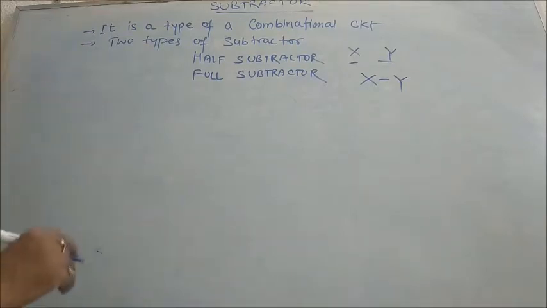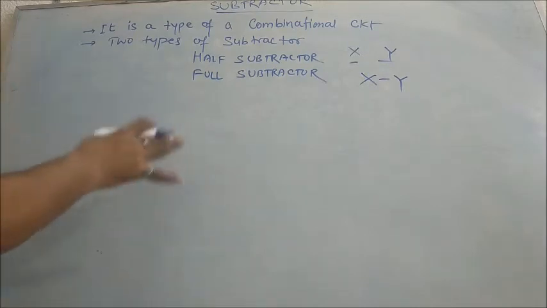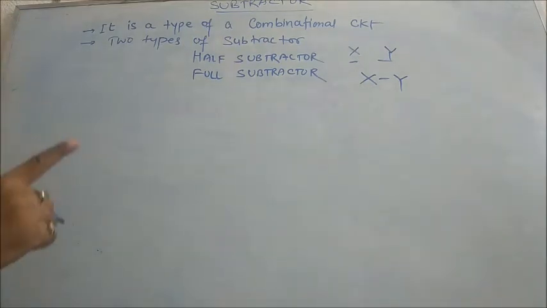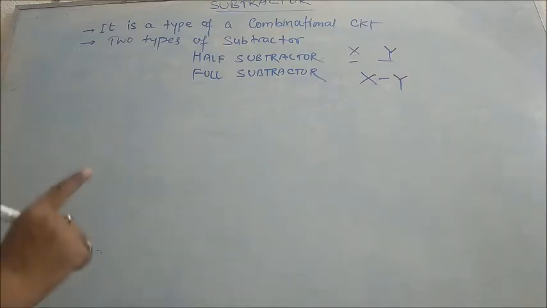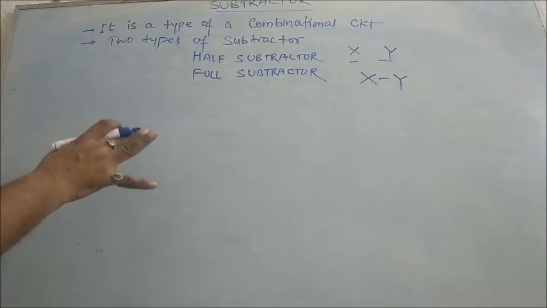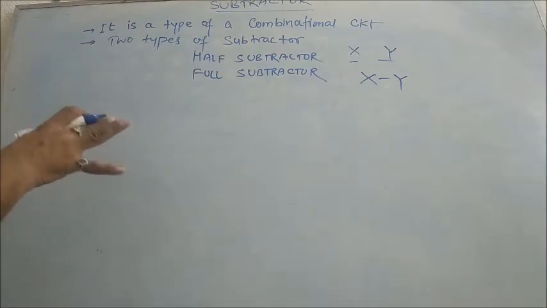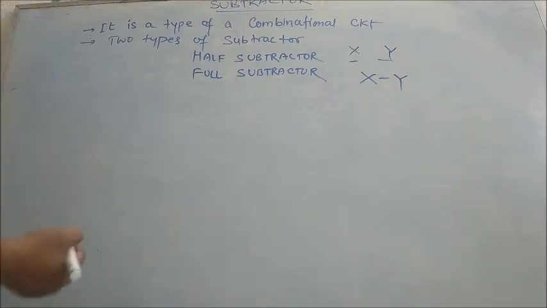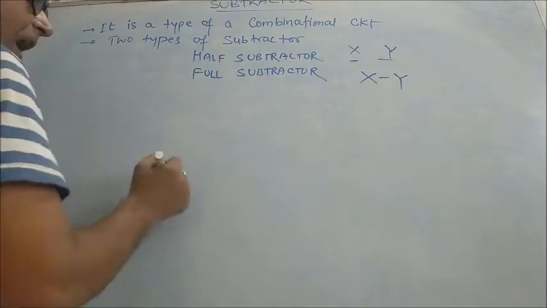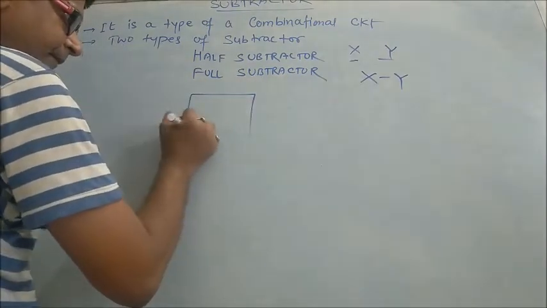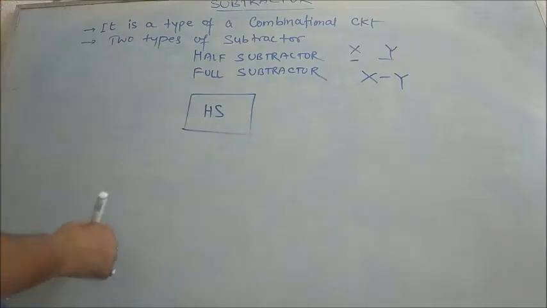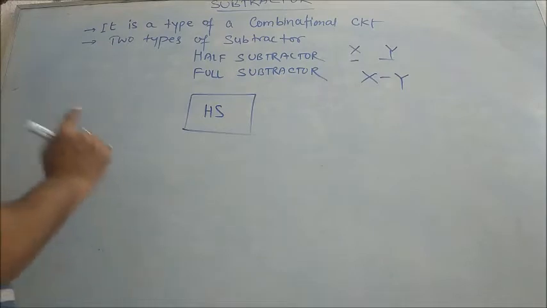Here we should know one thing by designing the block diagram. First of all, I will try to explain through block diagram. Later on, I will explain the concept of half subtractor and full subtractor through truth table, and then we will go for the logic diagram. Suppose for half subtractor, this will be my block diagram. In block diagram, I will simply write HS. What is HS? HS is nothing but half subtractor.